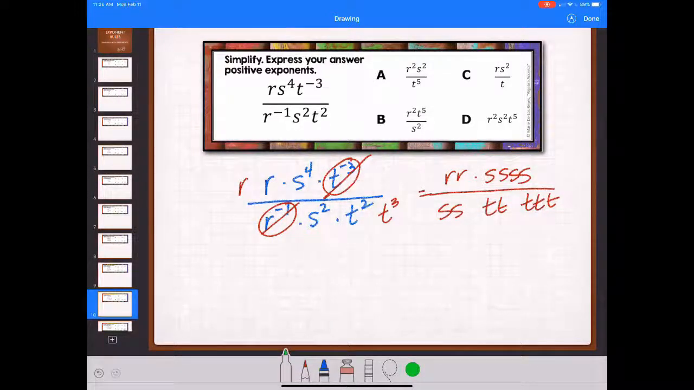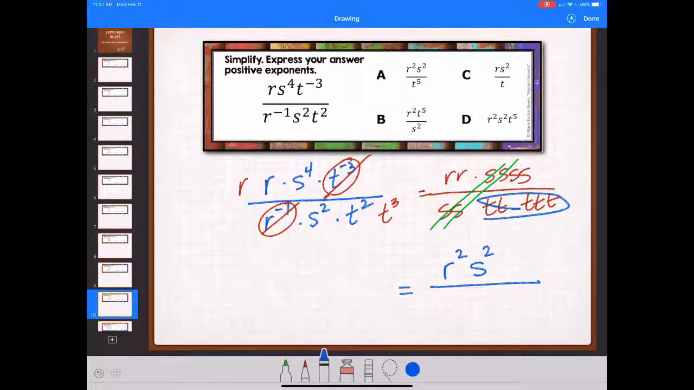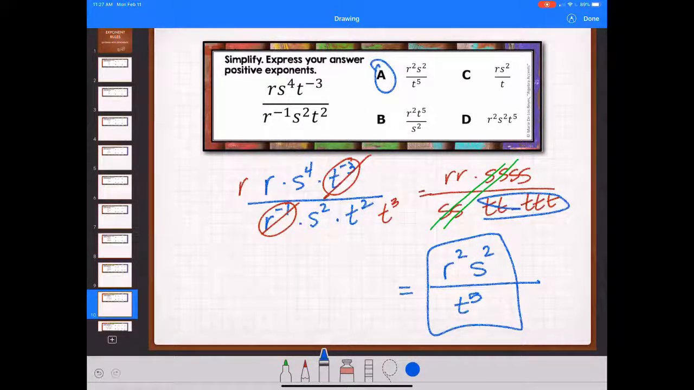Anything that I could cancel, I will. So these s's and these s's will cancel. And then I'm going to check what's in my numerator. There's 2 r's, so r squared. There's 2 s's, so s squared. And in the denominator, I have these 5 t's, so t to the 5th. And this would be my simplified answer written with just positive exponents. So the correct answer is A.